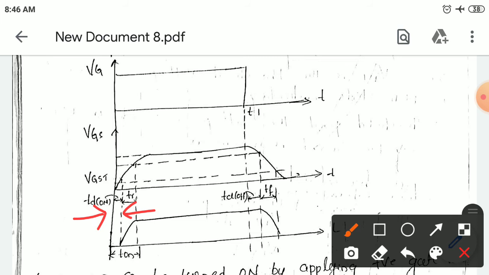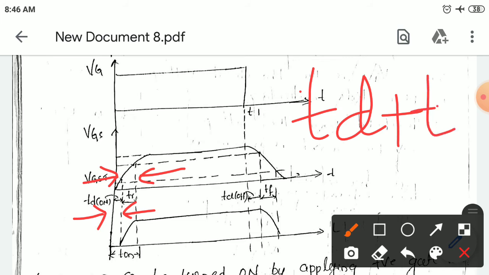After complete charging of the capacitance, that is called TD. Then, after it starts giving the voltage, the time taken to rise the voltage from the threshold point to the saturation point is called TR. So T on is equal to TD plus TR. The on time of the MOSFET is the delay time plus rise time.